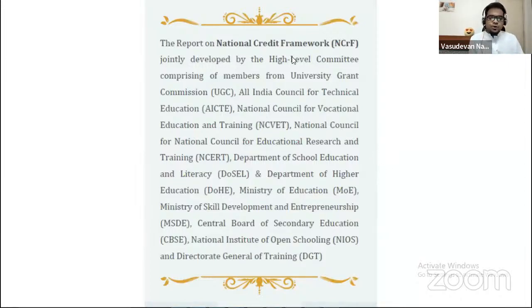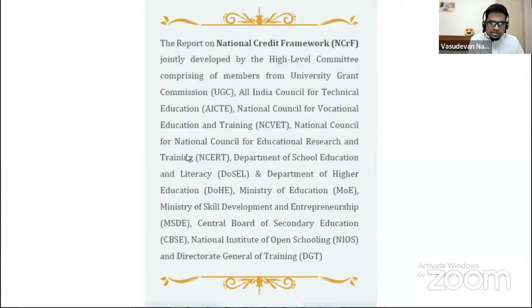I'll share this. The report on the National Credit Framework was jointly developed by a high level committee comprising members from the University Grants Commission UGC, All India Council for Technical Education AICTE, National Council for Vocational Education and Training NCVET, National Council of Educational Research and Training NCERT, Department of School Education and Literacy, and Department of Higher Education. The Ministry of Education comprises all these parts. Ministry of Skill Development and Entrepreneurship, NSDC, that we were talking about, this is MSDE. Then Central Board of Secondary Education, then NIOS. Finally, Directorate General of Training. So these are the bodies that are responsible for the National Credit Framework.